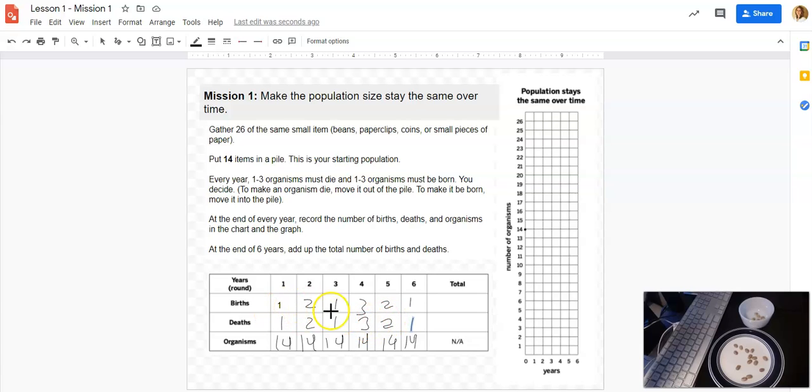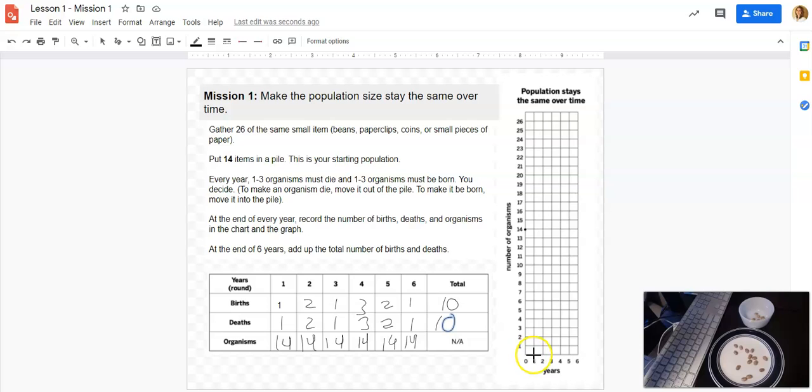Now I'm going to add up all of the births that happened throughout the 6 years. So that's 1 plus 2 is 3, plus another is 4, 7, 9, 10. If I did my math wrong, I'm sorry. 1 plus 2 plus 1, that's 3, 4, 5, 6, 7, 8, 9, 10. So you can see over the 6 years, it varied each year, but in total I had 10 births and 10 deaths. So these aren't the exact same beans that I started with, but I do still have 14 beans in my population. Now I'm going to graph it.